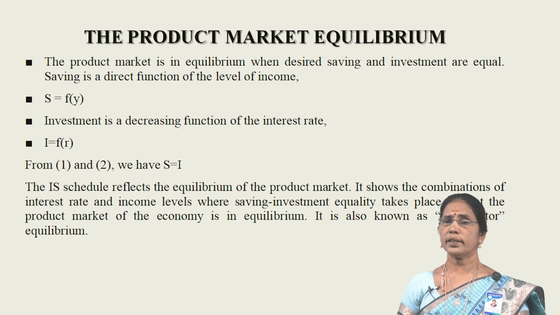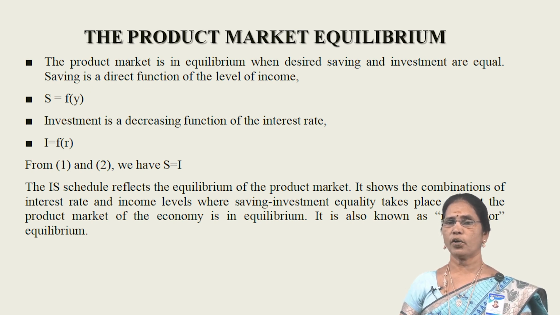The product market is in equilibrium when desired savings and investment are equal. Saving is a direct function of the level of income: S is equal to a function of Y. Investment is a decreasing function of the interest rate. Therefore, I is equal to a function of R. This IS schedule reflects the equilibrium of the product market.